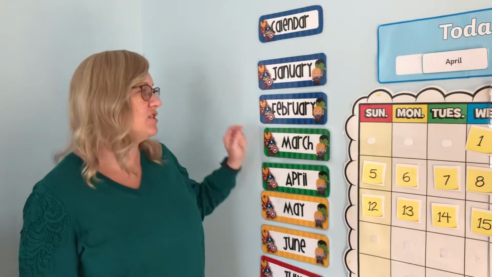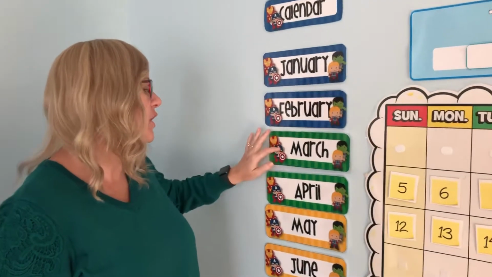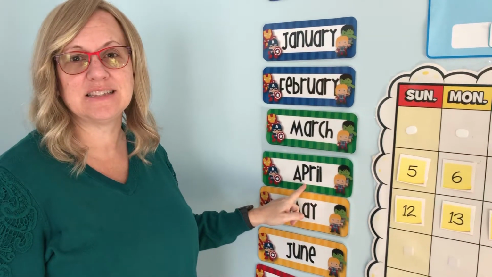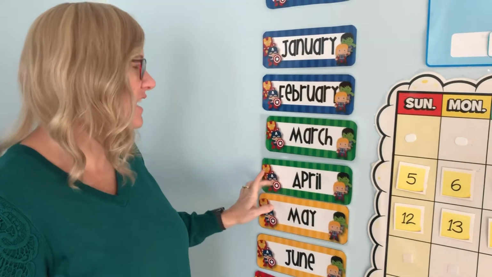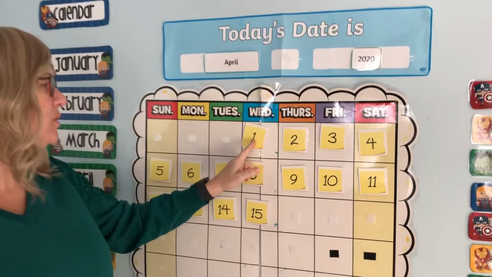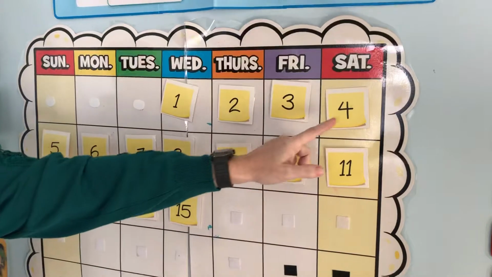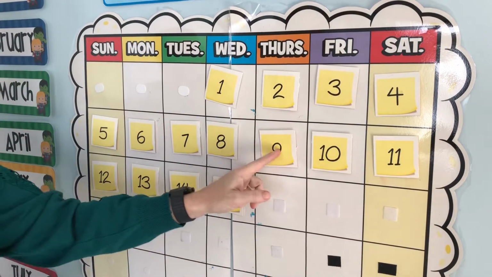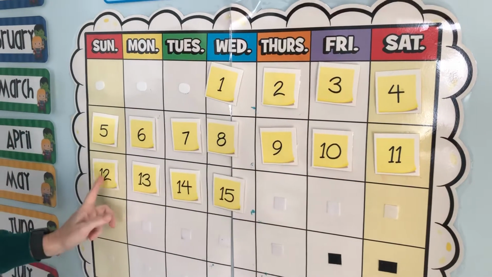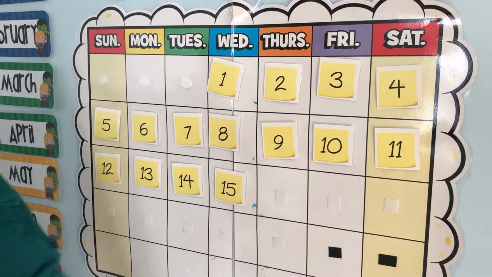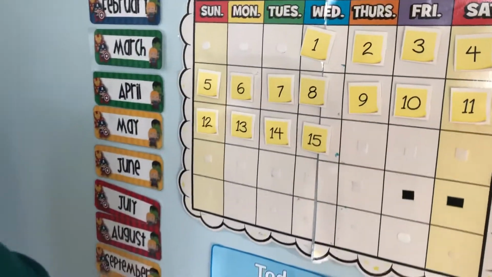Our month this year is the fourth month, so 1, 2, 3, 4, and it starts with A, so the fourth month is April. That's right. So we put April up. Now we need to figure out the date. 1, 2, 3, 4, 5, 6, 7, 8, 9, 10, 11, 12, 13, 14, 15, 16. The date is the 16th.